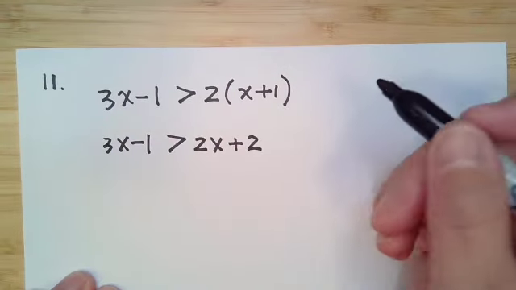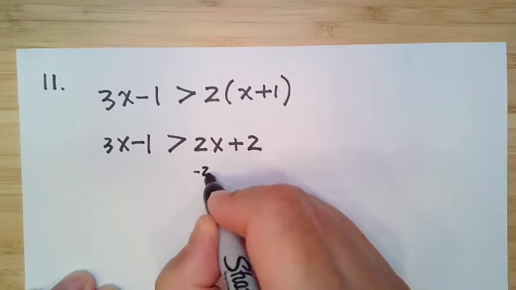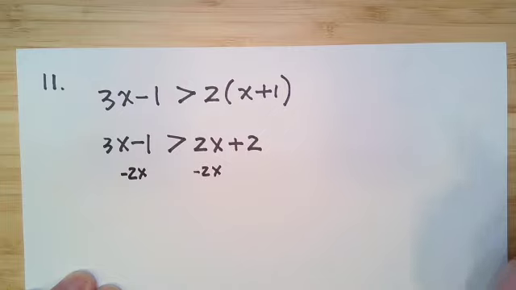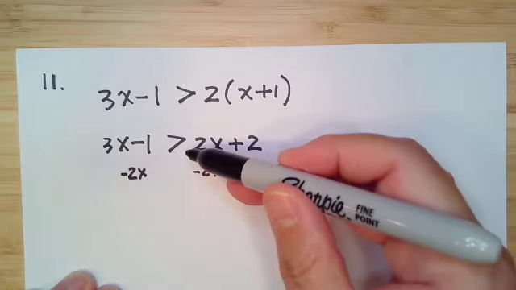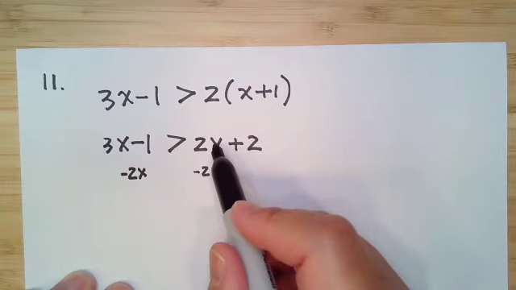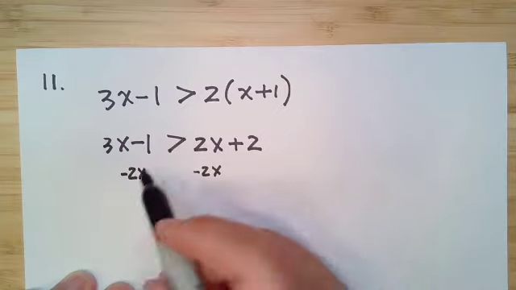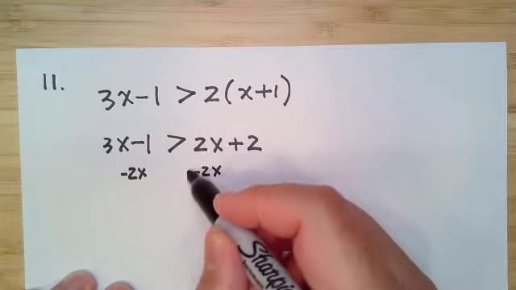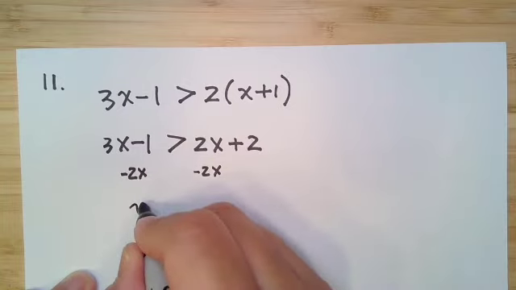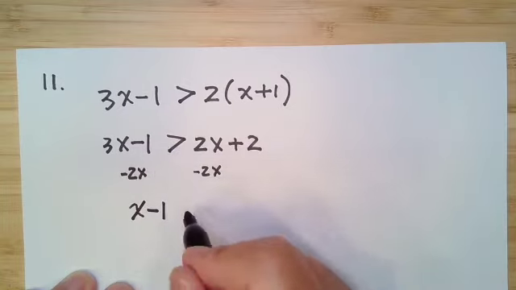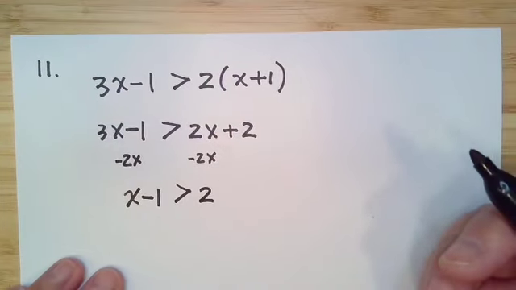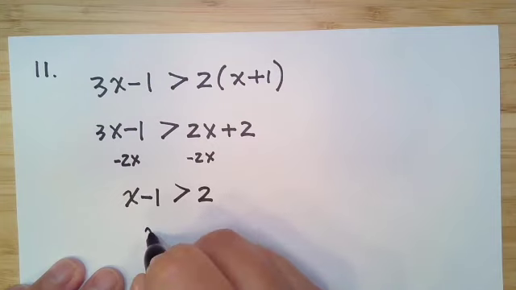Then I am going to subtract 2x on both sides. Now quick question: when I subtract 2x on both sides, do I change the direction? No, you don't. When you add or subtract, you don't change the direction. So you subtract 2x, or you move 2x to the other side to become negative 2x. It's the same thing. This part will be canceled out, and this is 3x minus 2x. I have x minus 1 greater than 2. Next I'm going to add 1 to both sides, so I will have x is greater than 3.